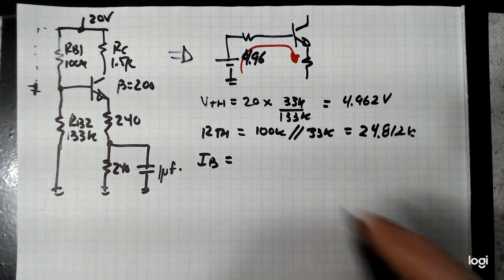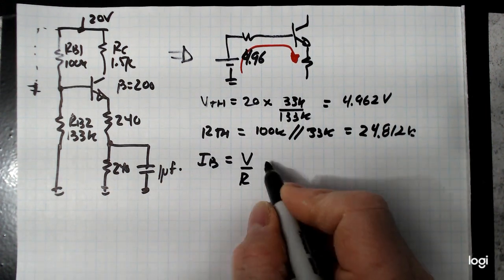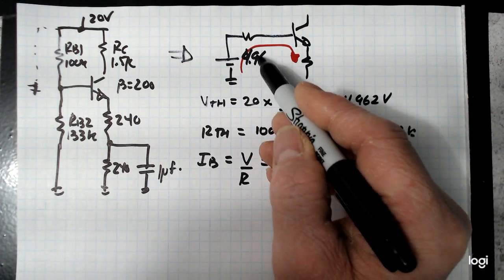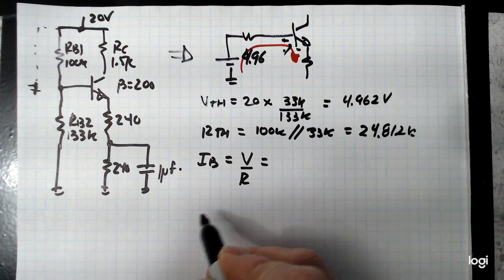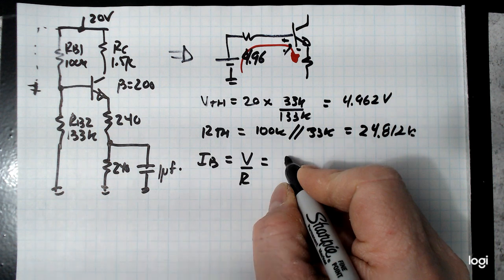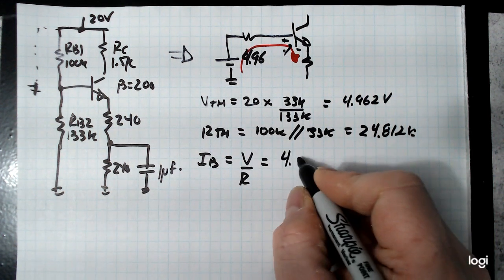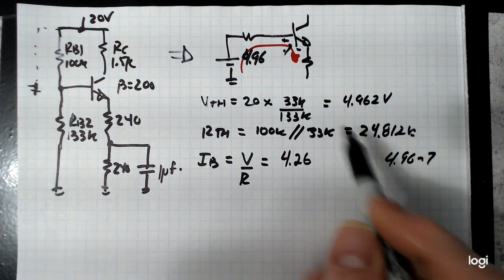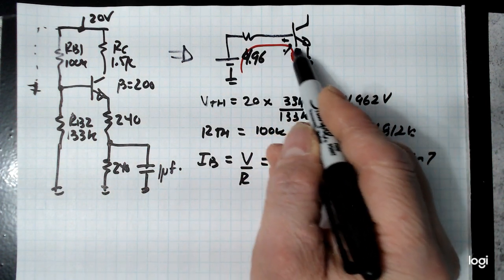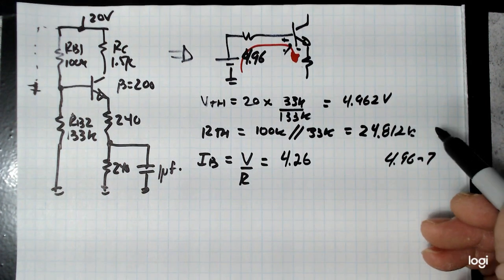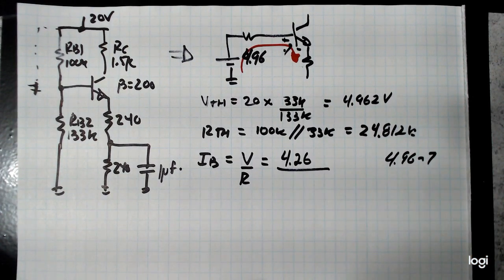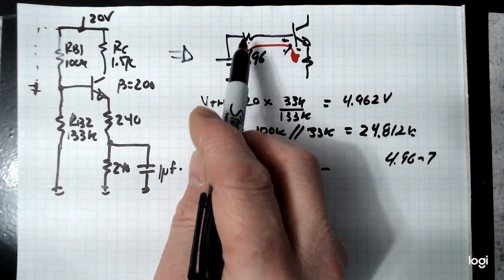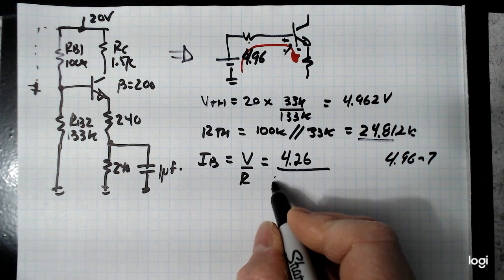So now we want to solve for IB. And IB is going to be, it's a current, so we're looking for a voltage over a resistance. What voltage is in this loop here? I'd say this loop has 4.96 volts. There's 0.7 volts. So the voltage across the resistors in that circuit is 4.26 volts. 4.96 minus 0.7. So here's 4.96. We lose 0.7 there. These two resistors have the rest of it, which is 4.26. So that's the voltage. What's the resistance? Well, we got two resistors over here. This one here is the Thevenin resistance, so that's 24.8 K.